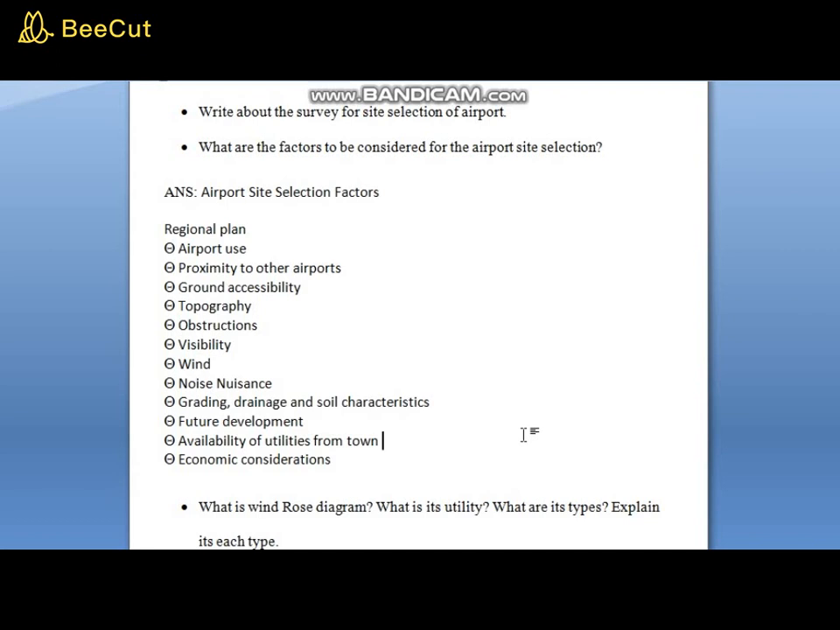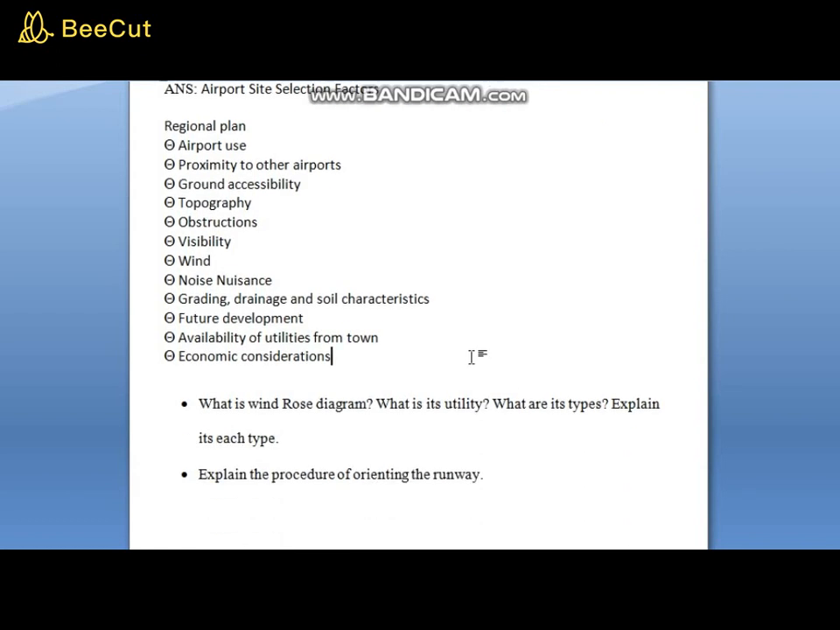Go through this. Starts from regional plan also. Okay. Regional plan, airport use, proximity to other airports, ground accessibility, topography, obstructions, visibility, wind, noise nuisance, grading, drainage and soil characteristics, future development, availability of utilities from town, economic consideration. This is the answer for the factors to be considered for airport site selection.